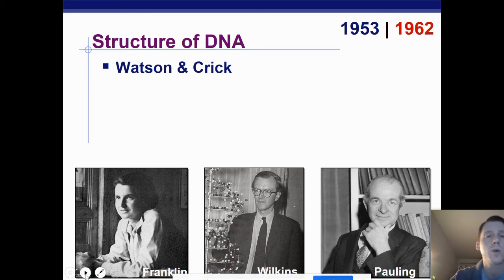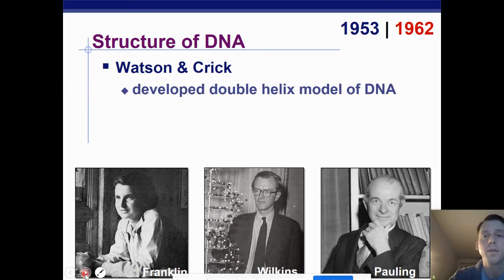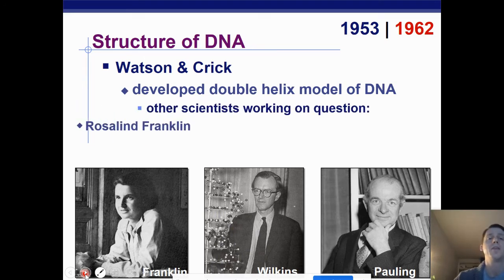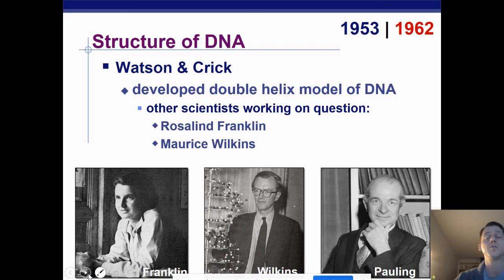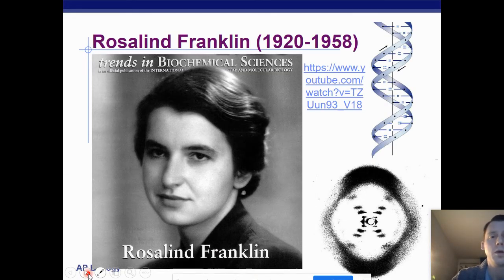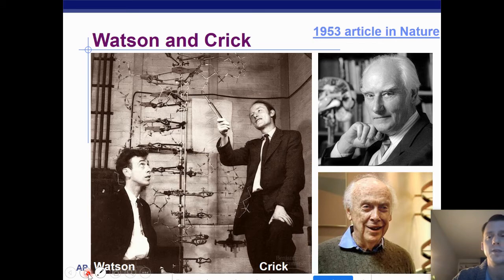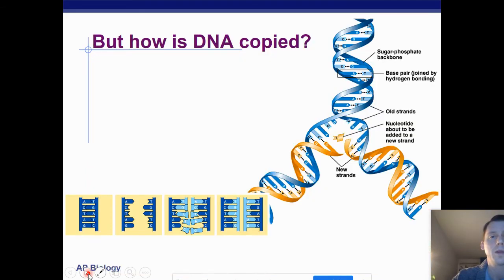Well, it was Watson and Crick who helped develop the double helix model. And there were other scientists that helped them. Watson and Crick got the Nobel Prize, but Rosalind Franklin, who died before the Nobel Prizes were given, as well as Maurice Wilkins, they helped figure out the structure of DNA. All right, there's Watson and Crick. And so now we know the structure of DNA.